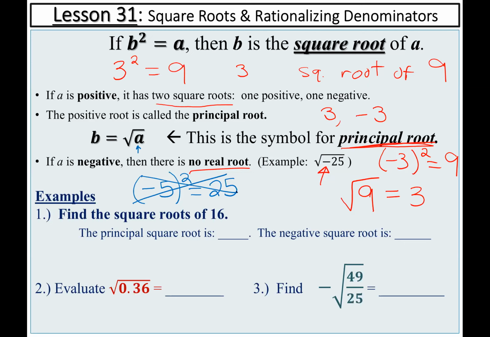Okay, so here's our first real examples down below. Number 1 says, find the square roots of 16. Okay, there's an S at the end of that word roots, right? So there's going to be 2 answers. The principal square root of 16 is 4. Okay, remember principal, that's the positive root. The negative square root is -4. Okay, and the reason why these are the answers, that's because 4 squared is 16, and -4 squared is also 16. So again, 4 would be the principal square root, -4 would be the negative square root.